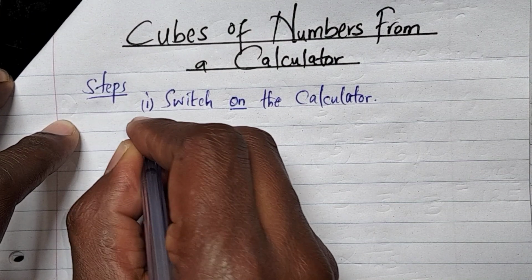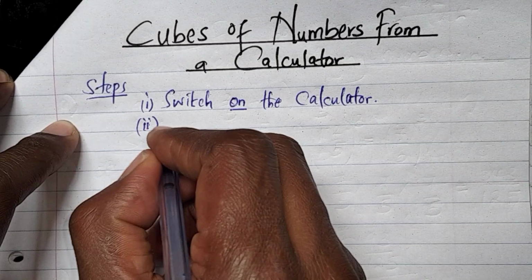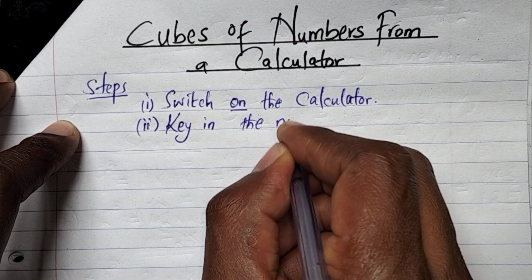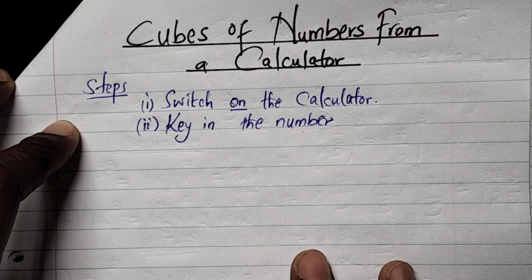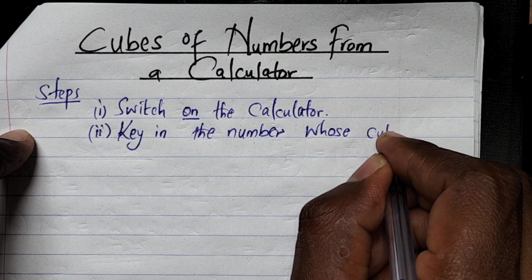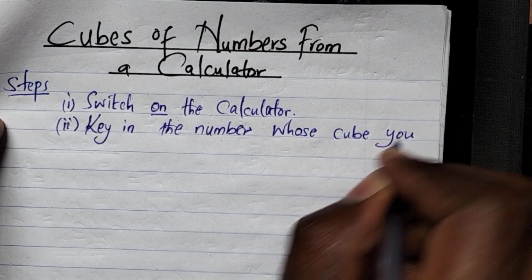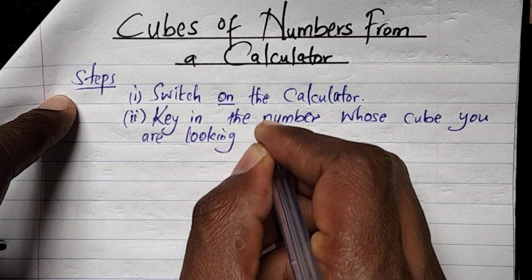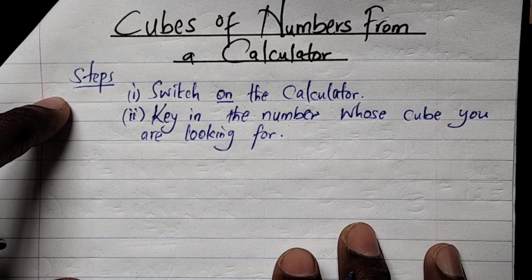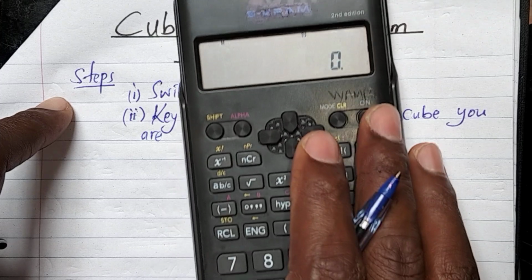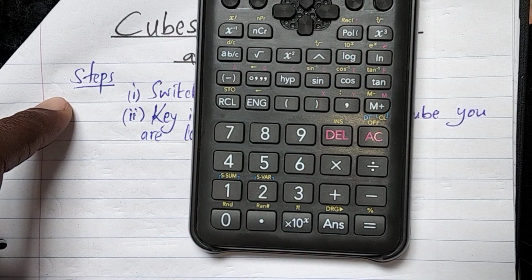Second step, after you've switched on that calculator, key in the number whose cube you are looking for. We shall give an example. So let's say you are looking for the cube of 2. I would just switch it on like that, and then I come to the numbers, I press 2, so it is on the screen.